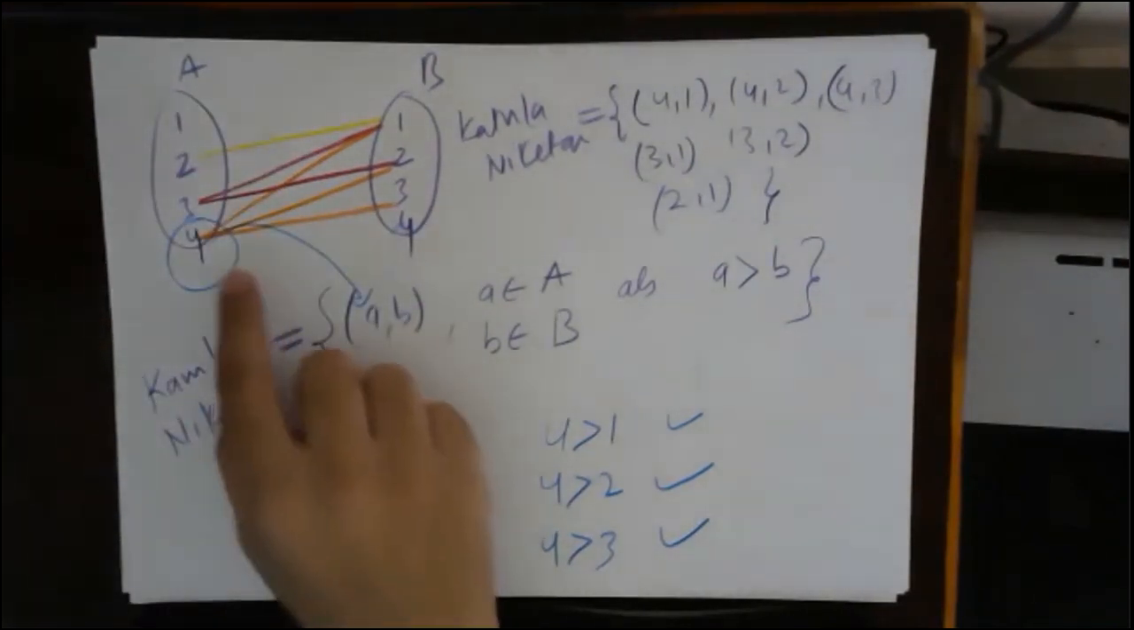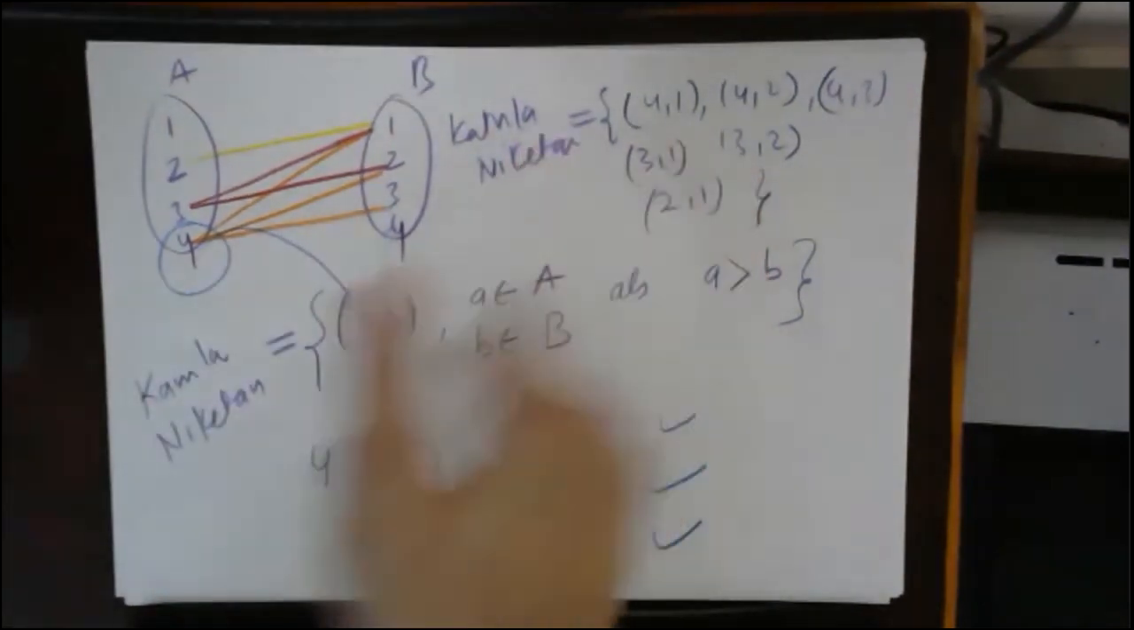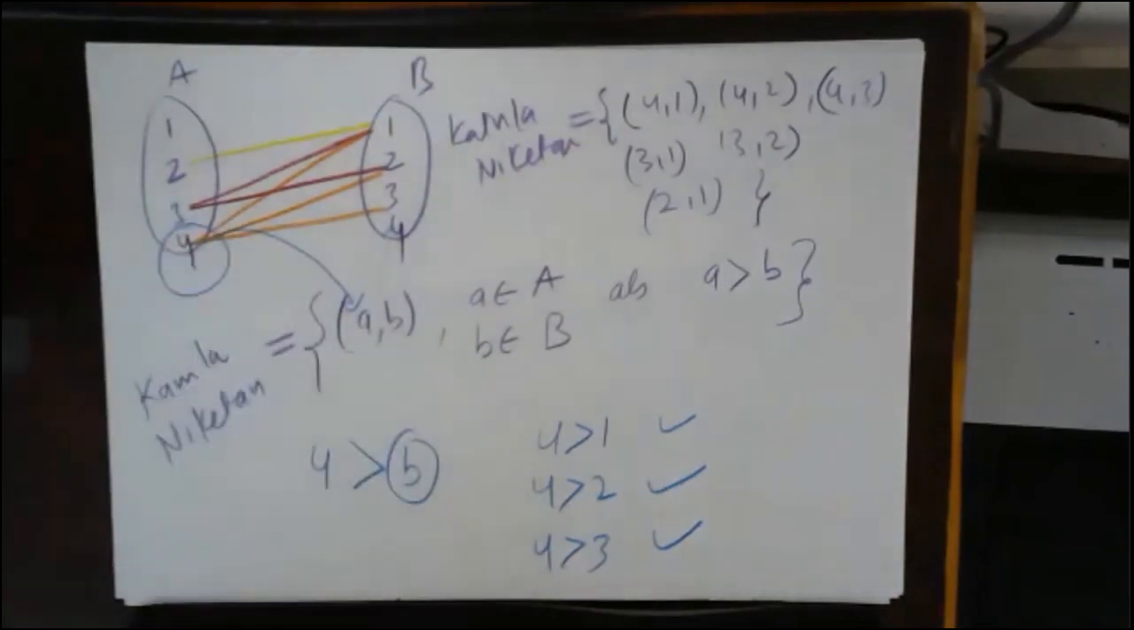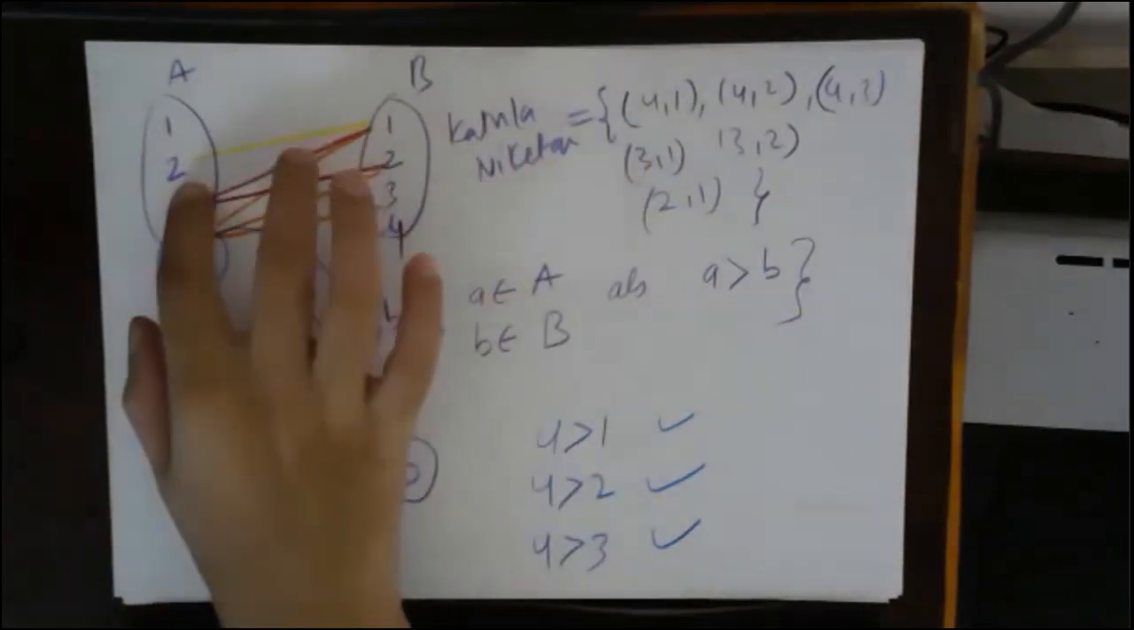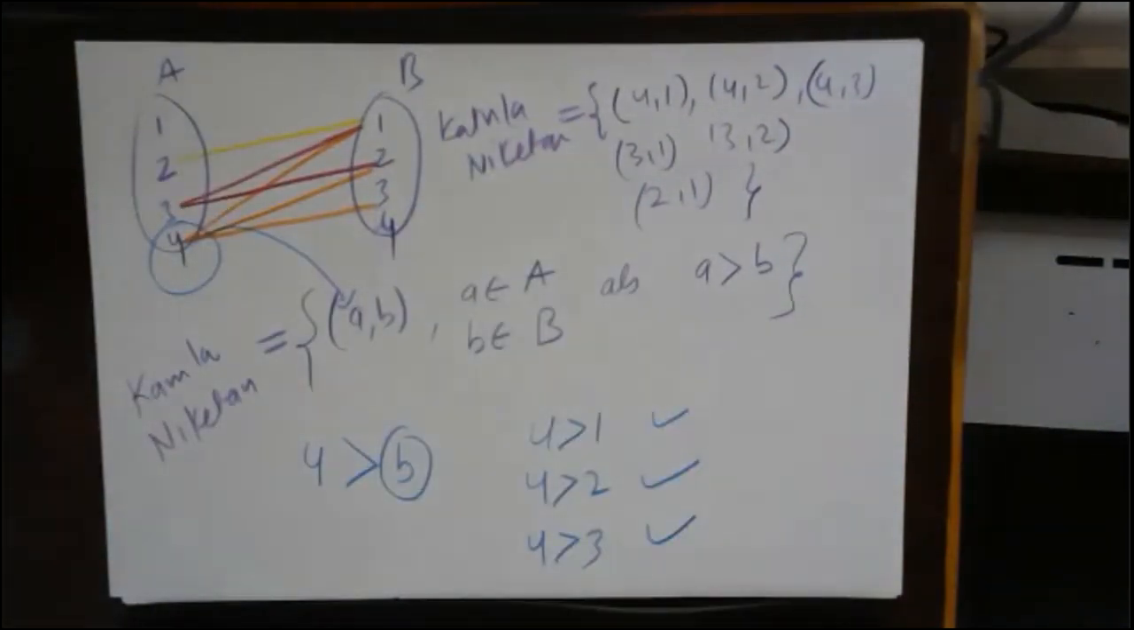So that means here, how many images does 4 have? 4 has 3 images. How many images does 3 have? 3 has 2 images. How many images does 2 have? 2 has 1 image. How many images does 1 have? 1 has 0 images. That's it for today. We will do the remaining in the next class.